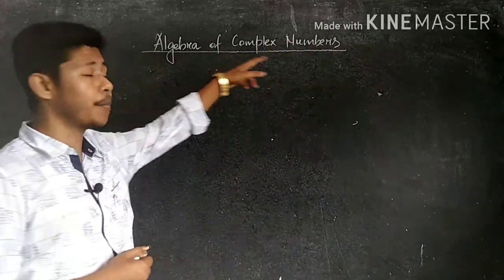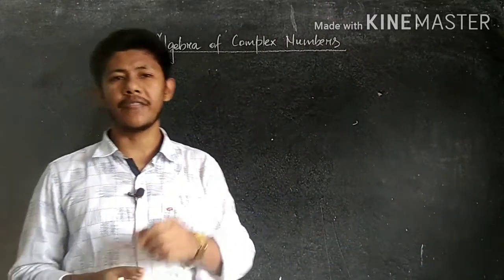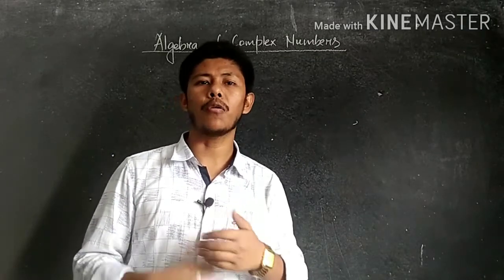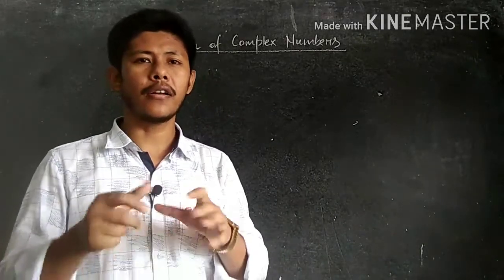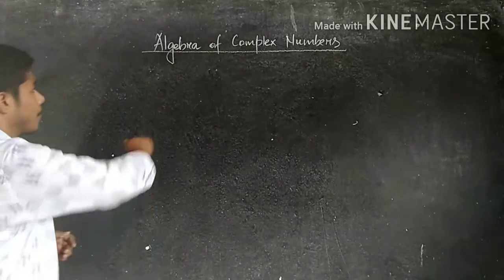So what does algebra of complex numbers mean here? If 2 complex numbers are given to us, how can we add, how can we subtract, how can we multiply, or how can we divide? We have to discuss this here. Under this topic we have to discuss these 4. So first of all we start from addition.